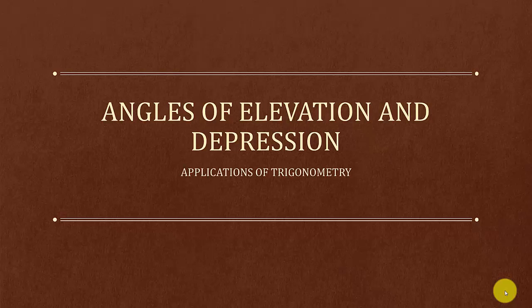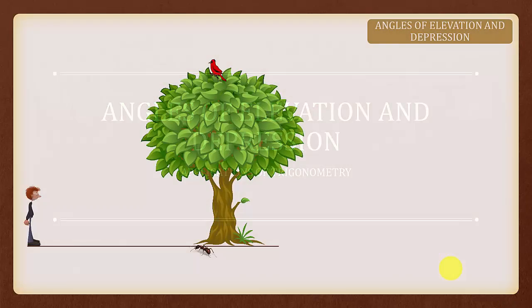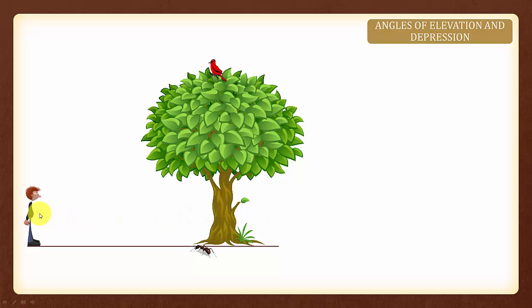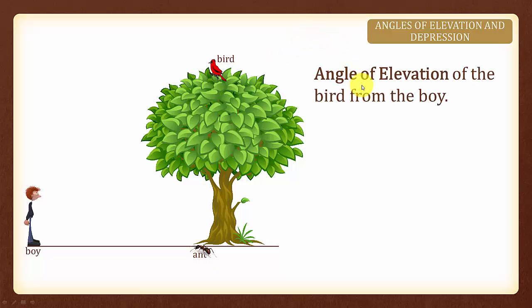In this topic, we are going to learn about the angles of elevation and depression. Here we have a boy, a bird on top of a vertical tree, and an ant. So where is the angle of elevation of the bird from the boy?